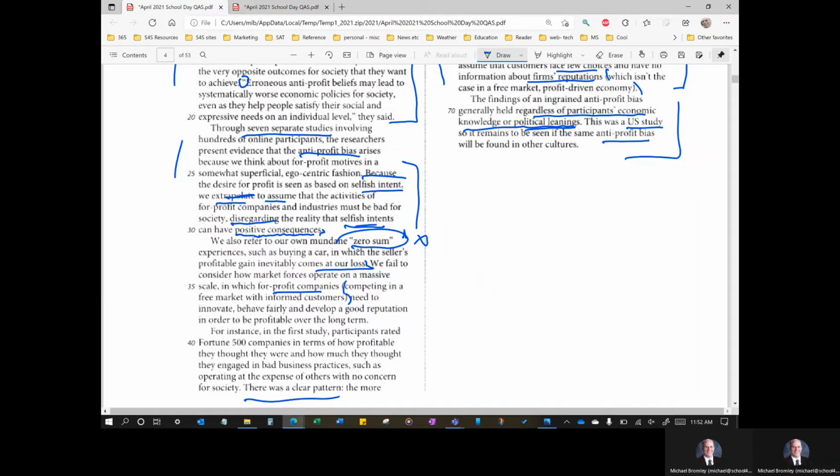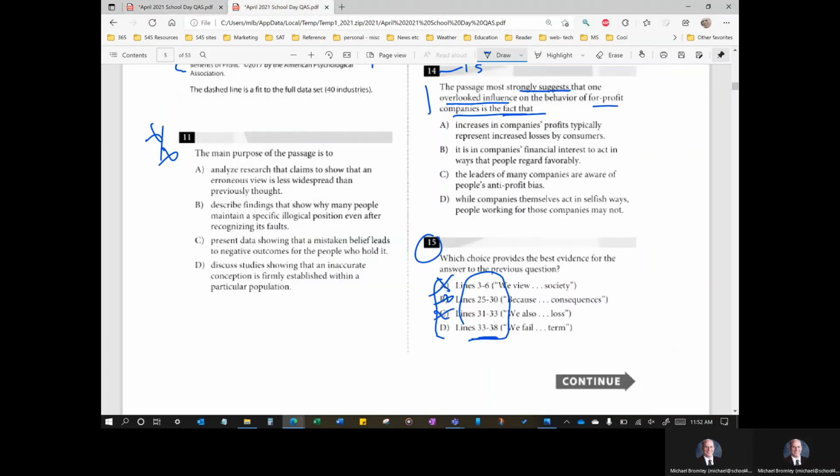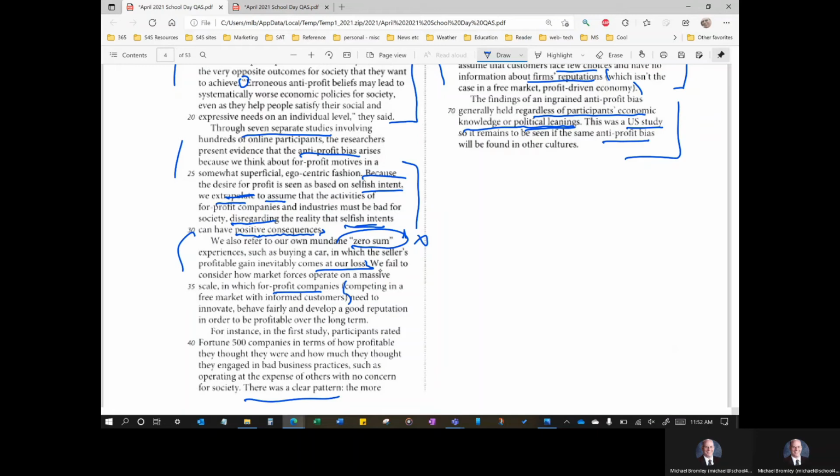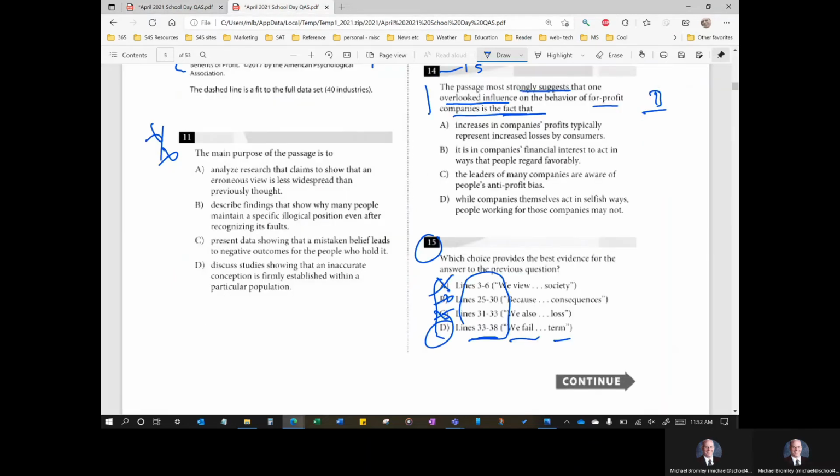We refer to our own mundane zero-sum experiences, such as buying a car, where the seller's profit gain becomes our loss. That doesn't tell me anything about an overlooked societal value, so it's got to be D, regardless of what this is. But let's test out D over here and see if it answers these. 33 to 38. We fail to consider how an overlooked operating on a massive scale in which for-profit companies need to innovate. So they innovate, behave fairly, and develop a good reputation in order to be profitable in the long term. Okay. So that definitely addresses an overlooked influence.